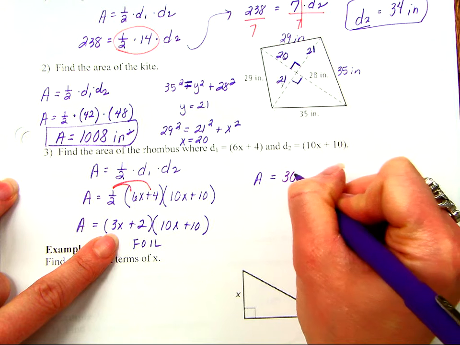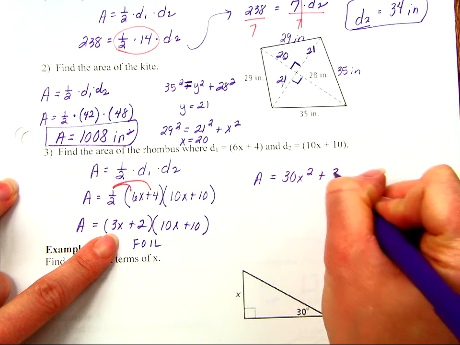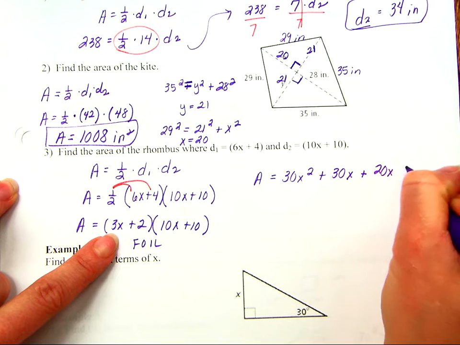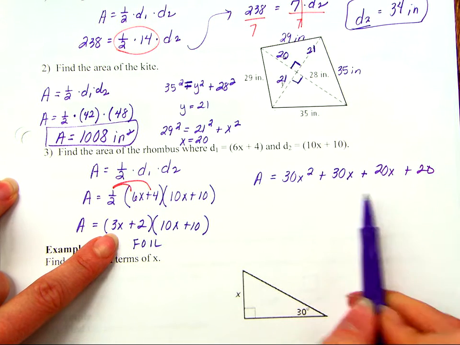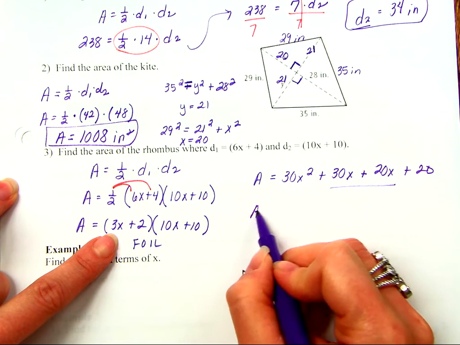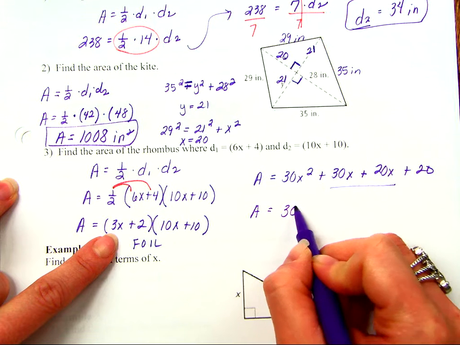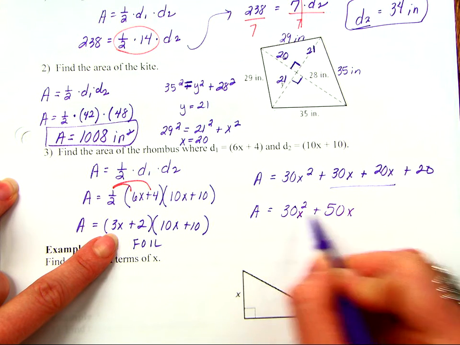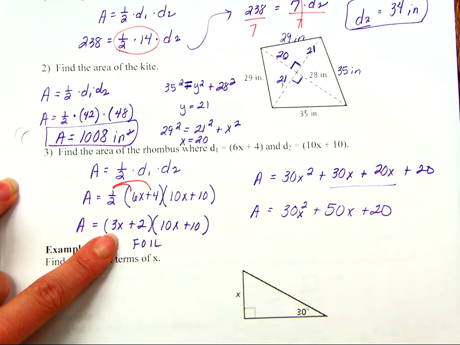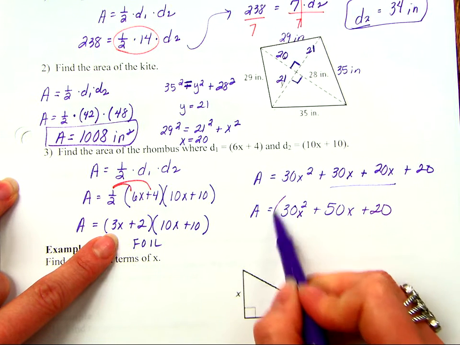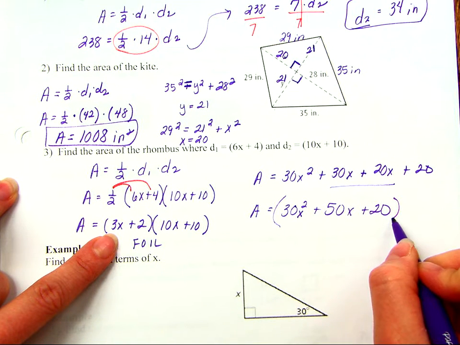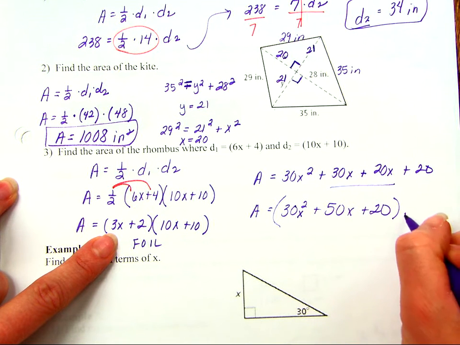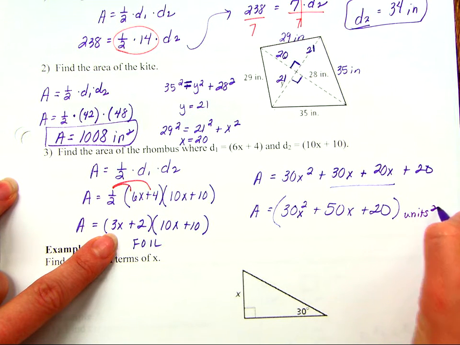So we would have 30x squared plus 30x, 20x, and 20. I'm going to go ahead and simplify. So my answer is going to be given as an expression. This is 30x squared plus 50x plus 20. If there's no label given, we're just going to label this as units squared.